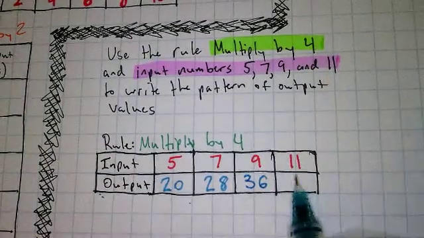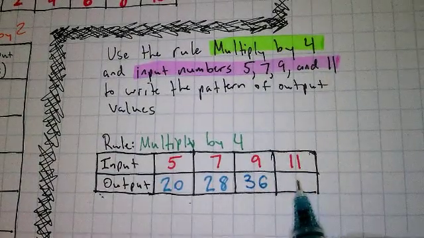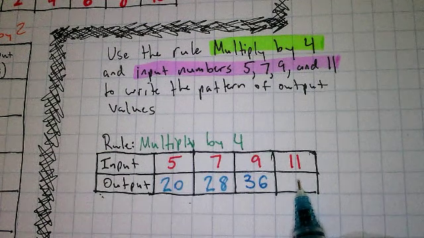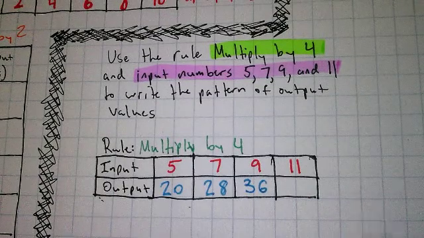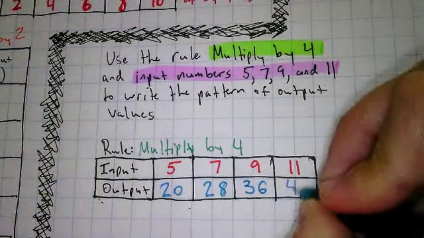All right, and then my last input number is 11. What am I going to do to that 11? Angelina? I'm going to multiply by 4. What's 11 times 4? 44. 44, good.